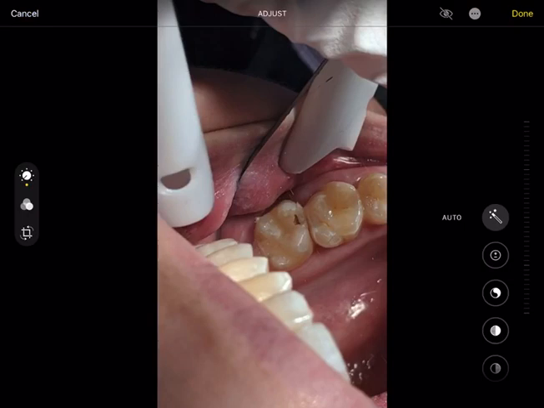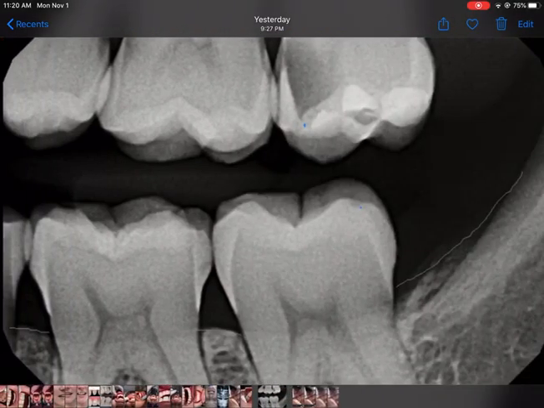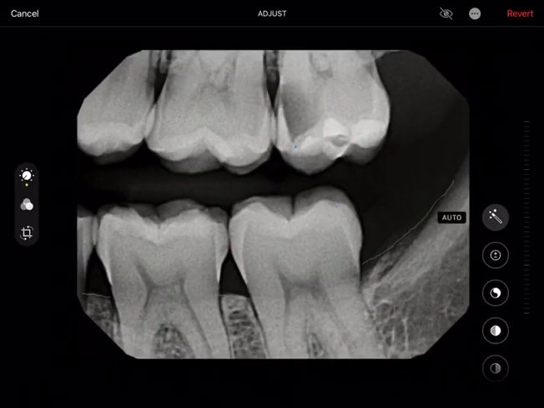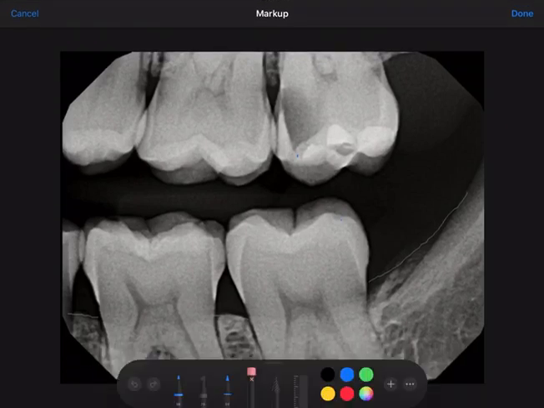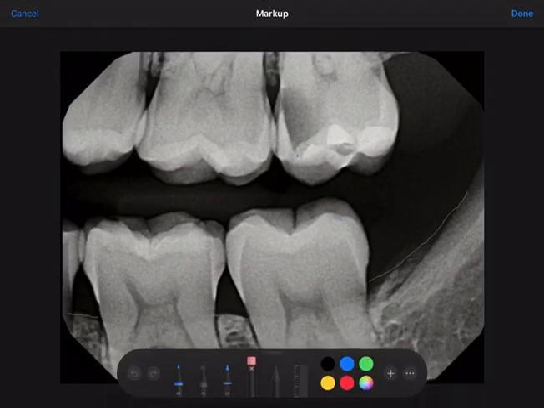So what we ended up doing was we took an x-ray, and I'm going to show that now. This is what we see when we take a look at the x-ray. This is the tooth that was causing the discomfort.